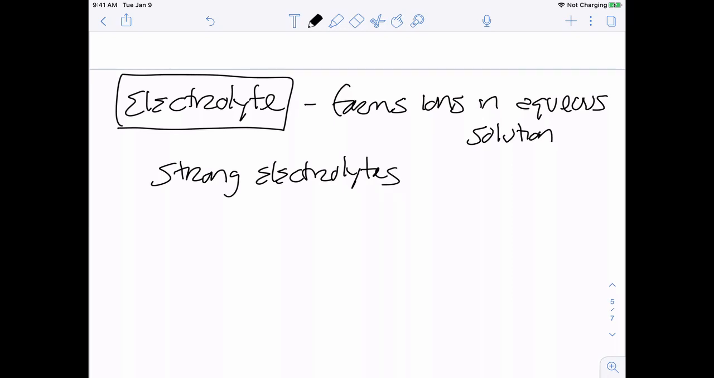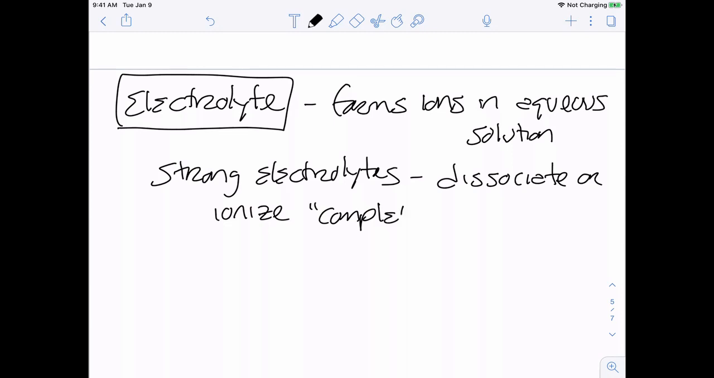A strong electrolyte is something that's going to separate completely into ions. So it's going to dissociate or ionize completely. And I am putting it in quotes. It's actually not completely. There's generally a small amount that doesn't dissociate, but for us, it's going to be completely in aqueous solution.